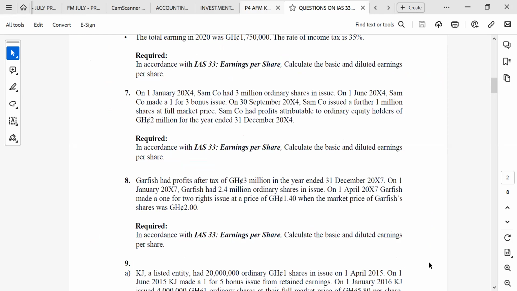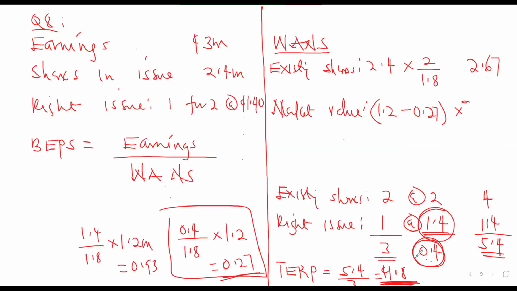The issues were on 1st April. So the bonus issue will be for the full year. But the market issue will be for only 9 months. So 9/12. What are you having?